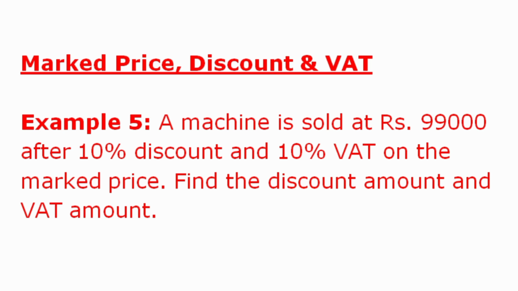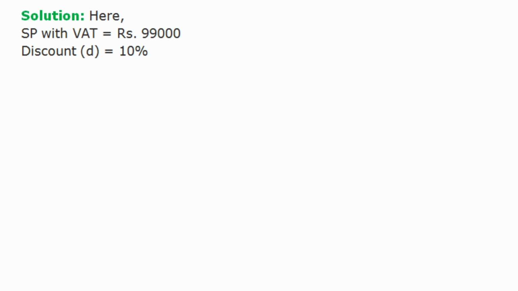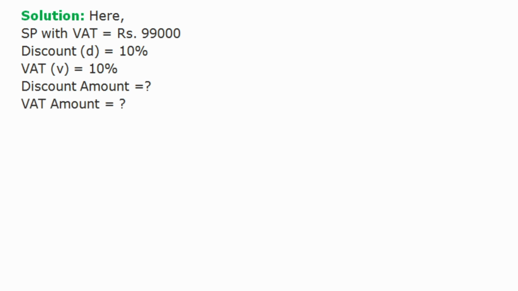Now, let's solve it. Solution. Here, SP with VAT is equal to 99,000 rupees. Discount D is equal to 10%. VAT V is equal to 10%. Discount amount is equal to what? VAT amount is equal to what?